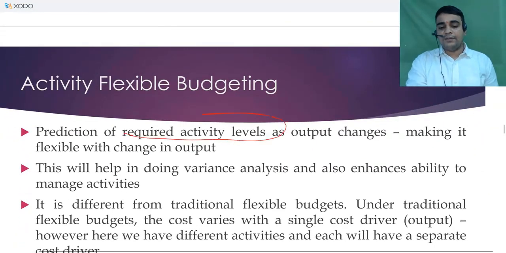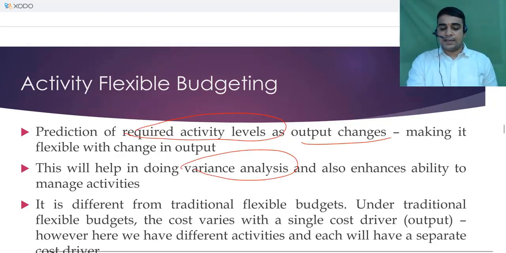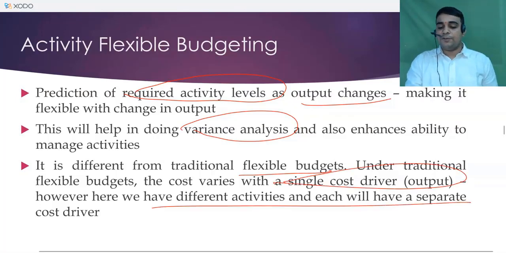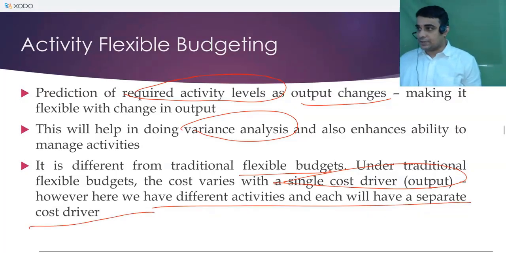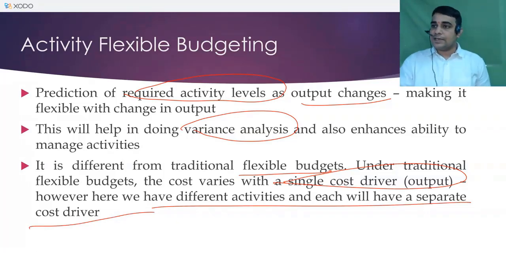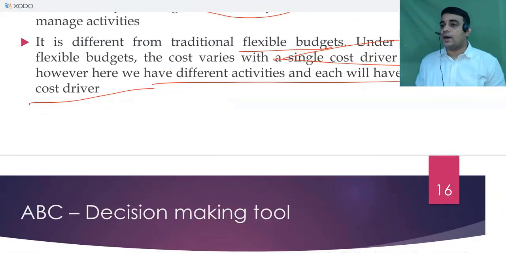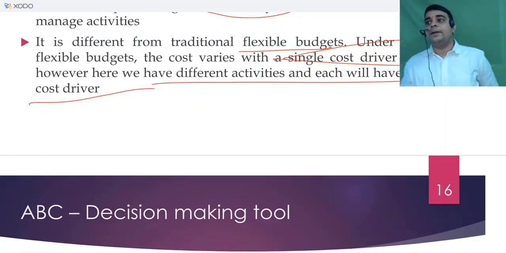Prediction of required activity level as output changes. This will help in doing variance analysis. It is different from the traditional flexible budget. Under the flexible budget, you have a single cost driver. Here you will have different activities and each will have a separate cost driver. There are going to be multiple cost drivers for each of the activities of an organization. So you will use different cost drivers, and based on the different cost drivers, you will be able to predict what is the likely cost an organization is going to have.